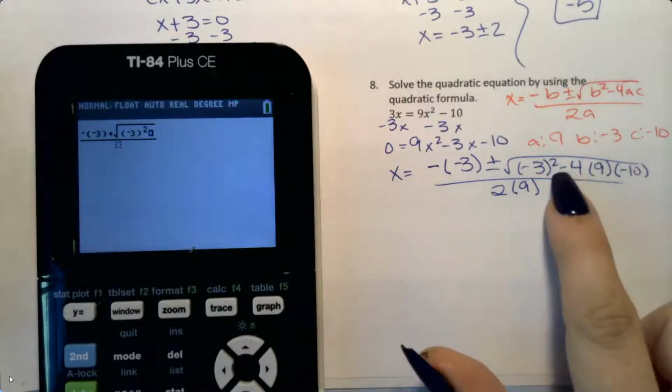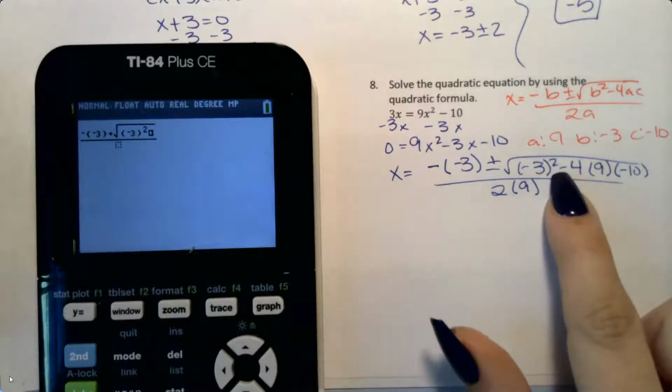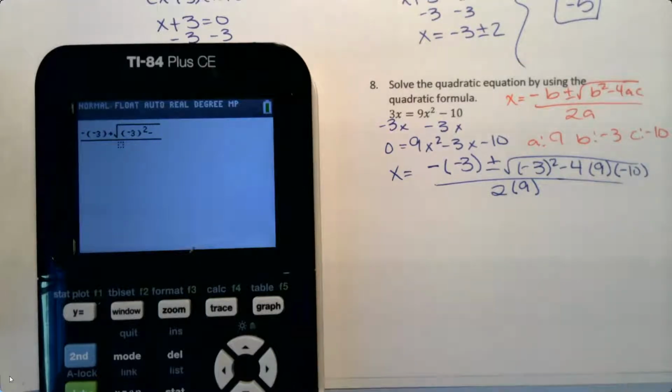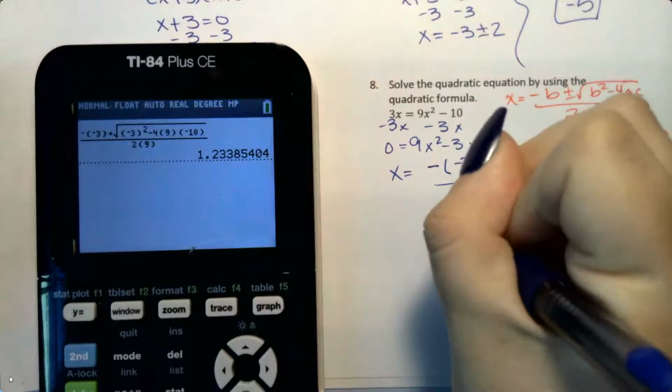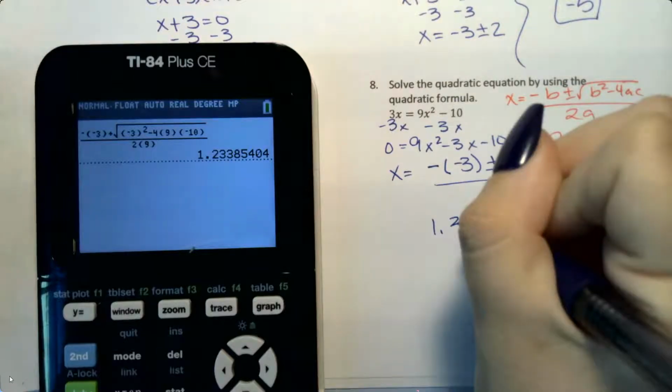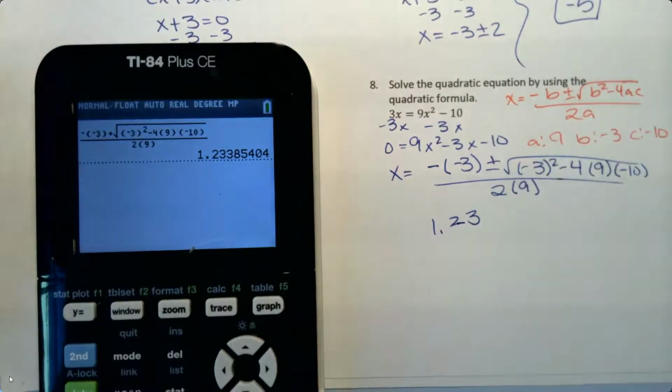This is a minus, so the subtract sign right above the plus sign. And then 4, parentheses 9, parentheses negative from the bottom of the calculator, 10. Arrow down to the denominator, 2 parentheses 9. I press enter, which gets me 1.2. I didn't give you how many decimal places to round to. I want you to go to 2 decimal places.